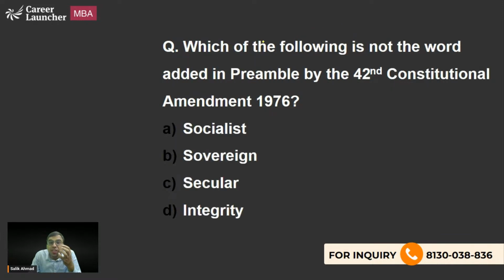Now the question is which were the 3 words? So which of the following is not... देखो जब भी not रहे, whenever there is not in the question, be careful, है ना? Because if you will not read not, then of course the entire answer will be wrong. Which of the following is not the word added in the preamble by 42nd Amendment 1976? Socialist, sovereign, secular, integrity. बताइए.